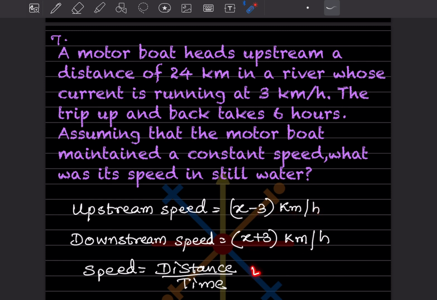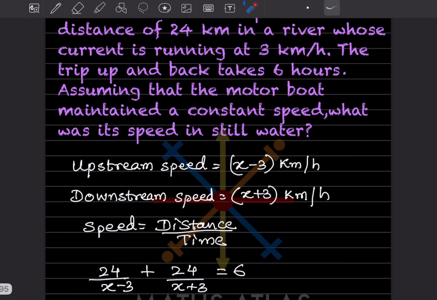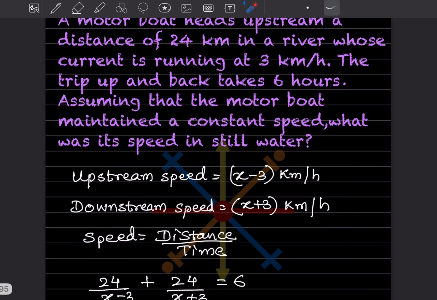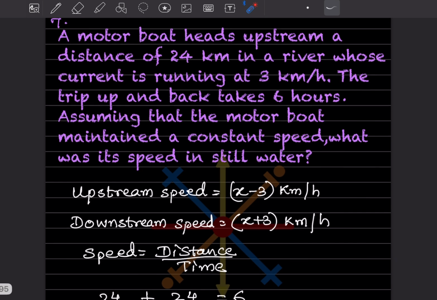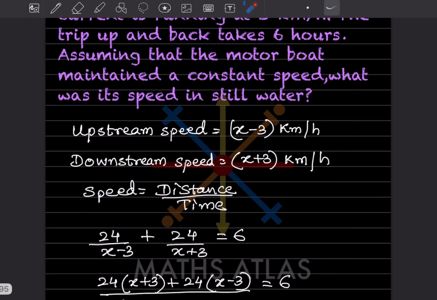So speed is distance by time. So here what will you do now? Now speed is distance by time. So here we know the distance is given as 24 km. So speed is equal to distance by time. So here you will write speed is equal to distance by time.